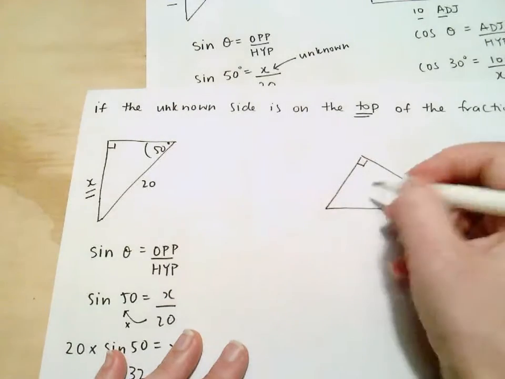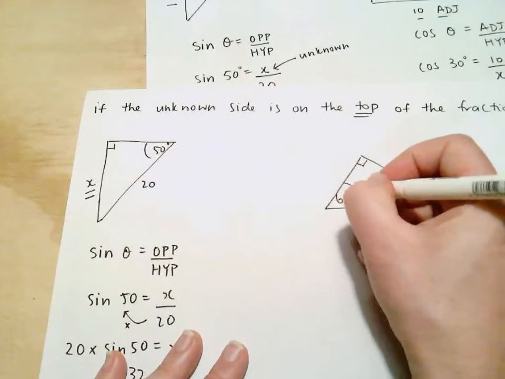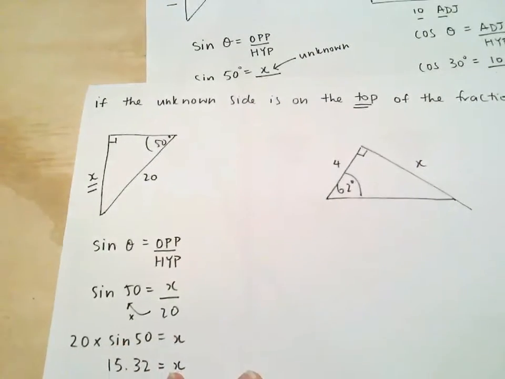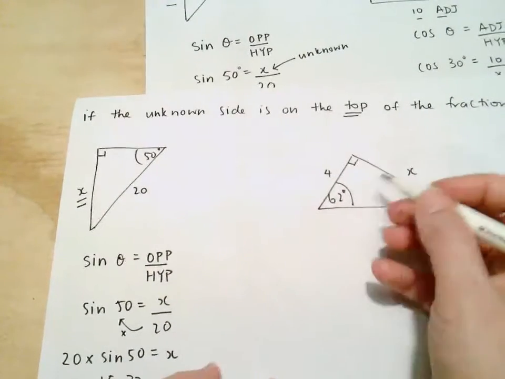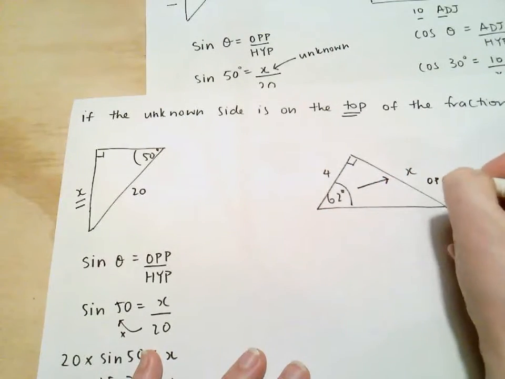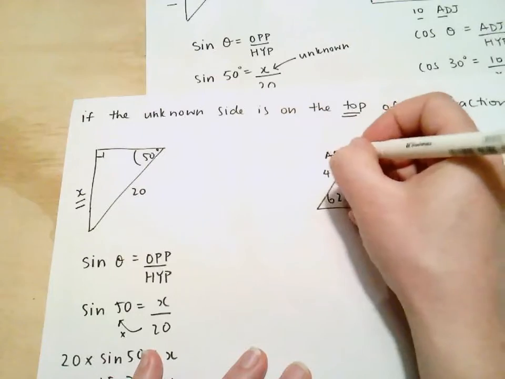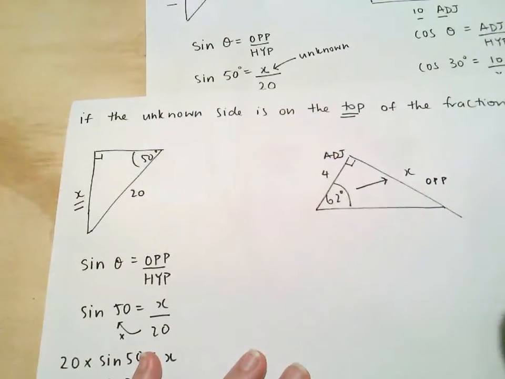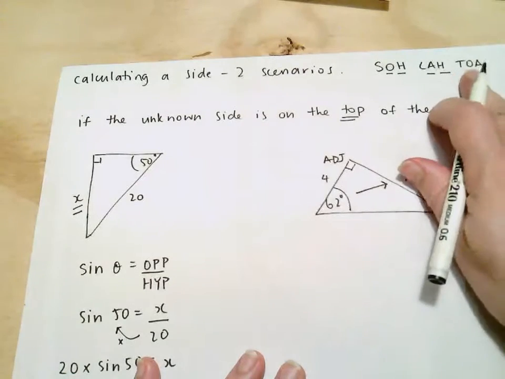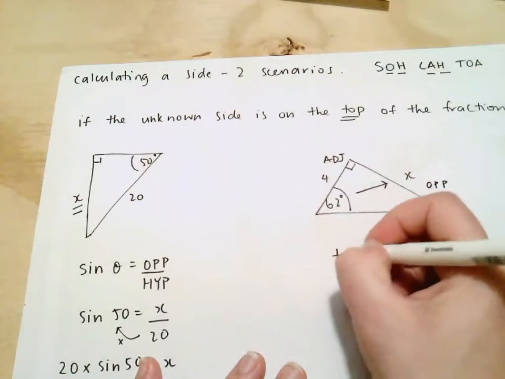So let's just imagine that this angle here is about 62 degrees. This is 4 and this is x here. So again, I'm going to go through and say I need to label my sides. So here, this side is opposite my angle, this side is adjacent to it. I need to work out which ratio involves opposite and adjacent, and you can see here it is the tan ratio.